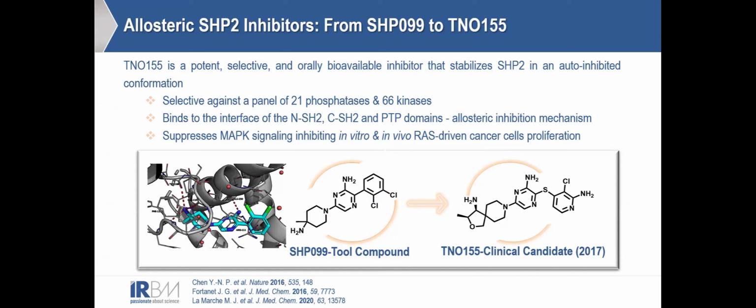This compound is really interesting because it is highly potent on SHP2 for sure, but it is selective against a panel of phosphatases and kinases, and it binds to the allosteric pocket, which is a proof that inhibition using the allosteric pocket works. And then for sure it is efficacious in different animal models, in which the MAP signaling is inhibited, in particular RAS-driven cancer cell proliferation.